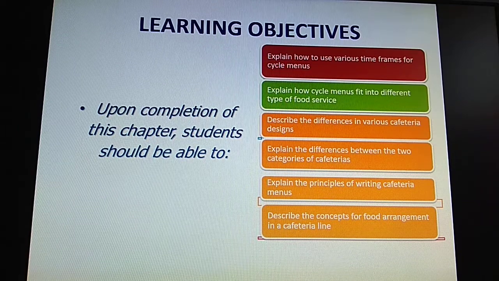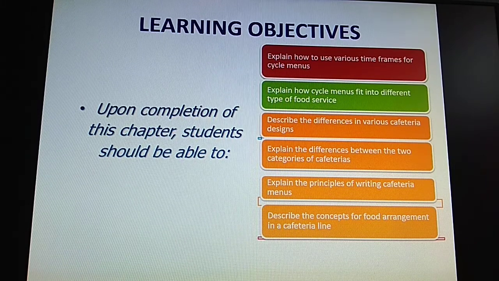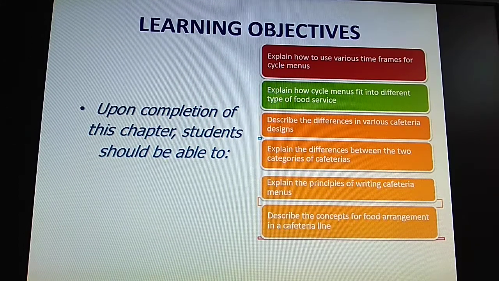Explain the principles of writing cafeteria menus and describe the concepts for food arrangement in a cafeteria line. Concepts for food arrangement refers to the garnishment and the way to make it attractive and appealing, while at the same time ensuring a clean environment.